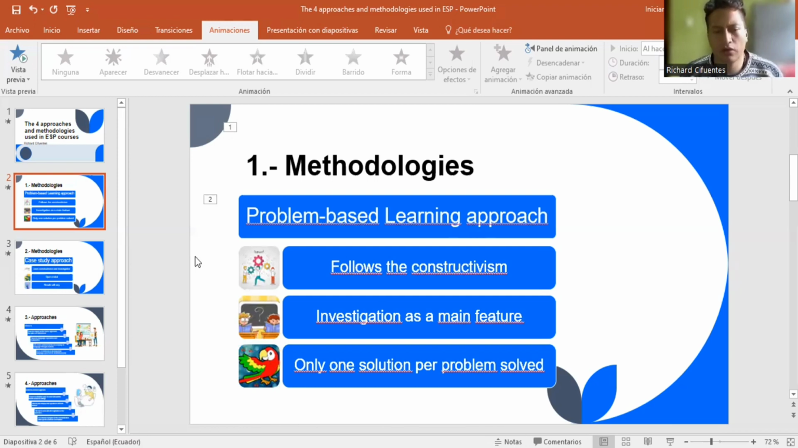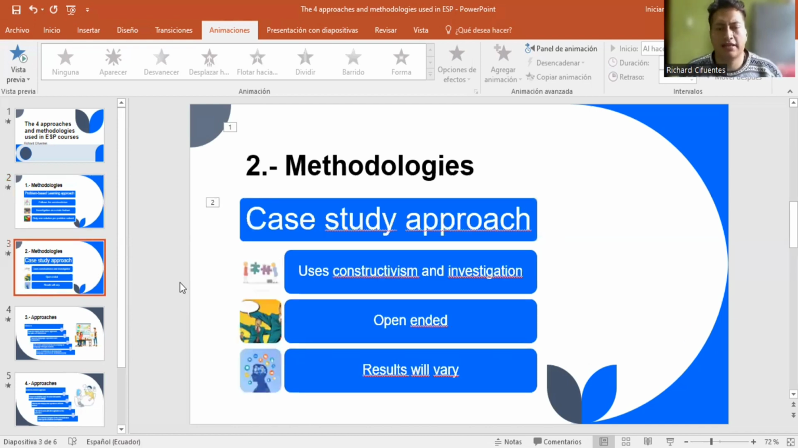Then we can infer that most of the students are provided with a good and clear way of how the language is used in this approach, and probably a pseudo context that will be used during their application in the service process, okay? The methodology number two is the case study approach.